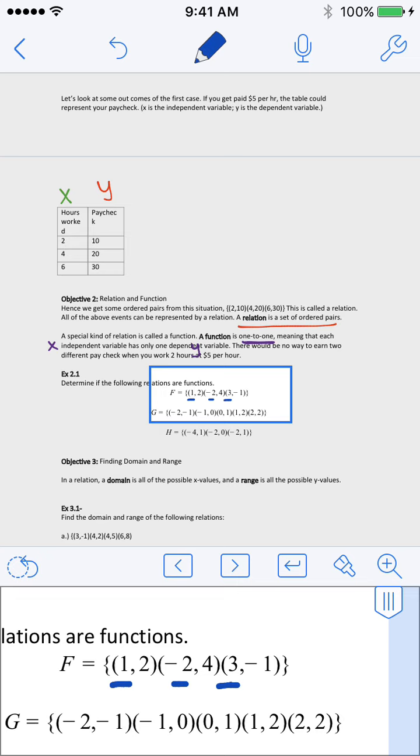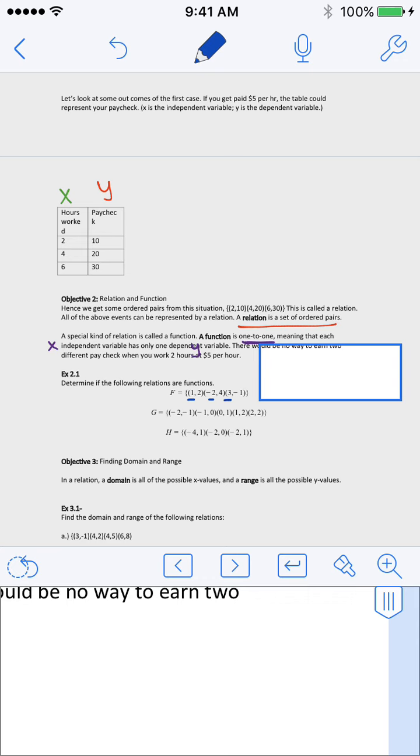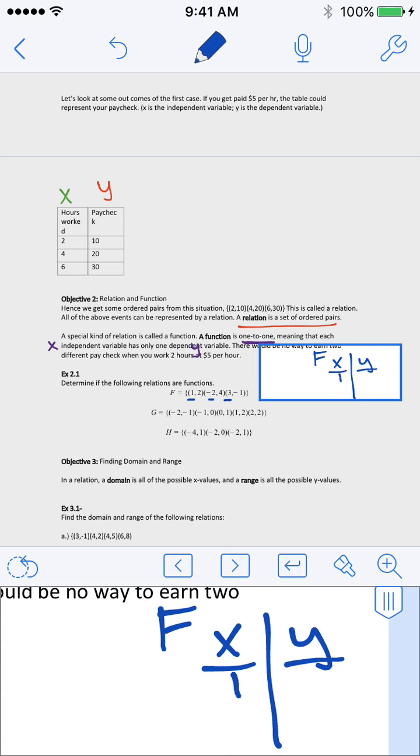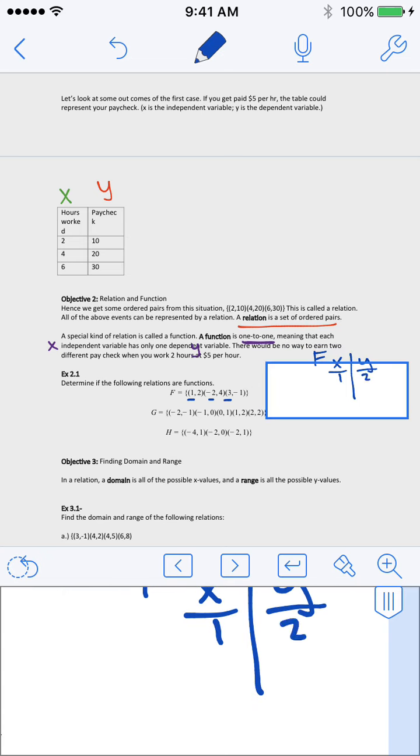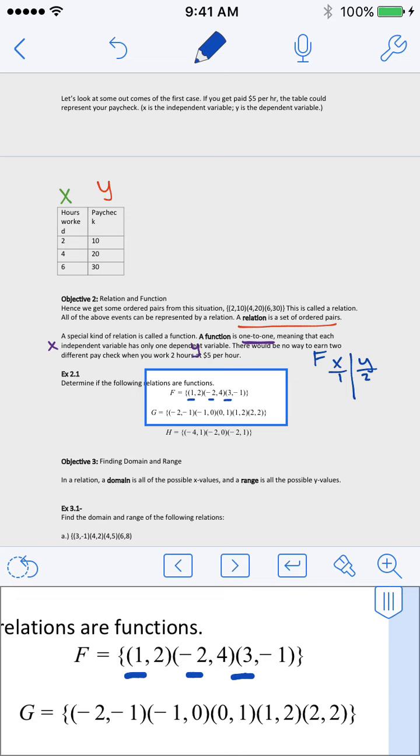So let's take a look. In this first ordered pair, 1 goes to 2. That's what we're looking at. So for the x of 1, let's make a little table over here for F. For x of 1, then y is 2. That is the only thing I see, right? So that's what that ordered pair tells me. For x is 1, y is 2.